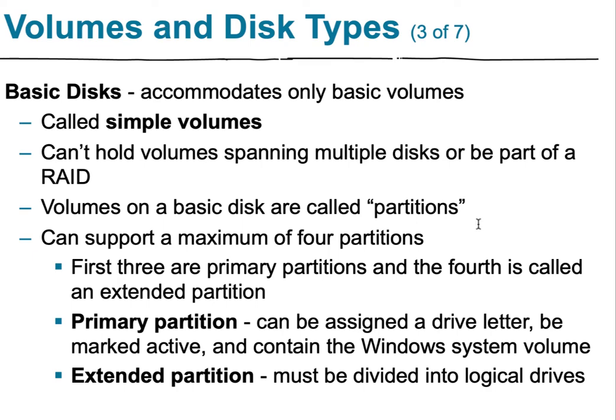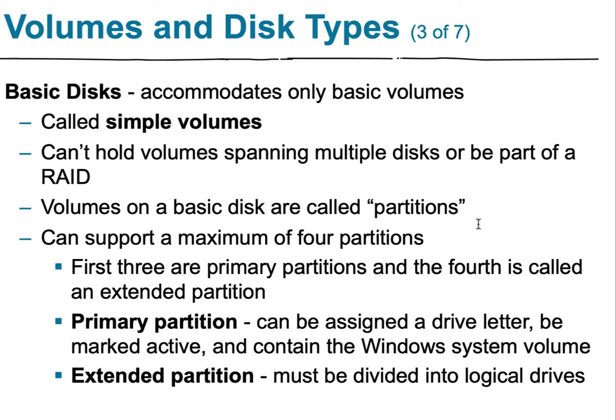If you need more than a simple volume, you must convert a basic disk to a dynamic disk. Volumes created on dynamic disks can span multiple disks and be configured for fault tolerance by using RAID. A dynamic disk can hold the Windows boot or system partition, but only if you convert the disk to dynamic after Windows is already installed on the volume. You can create up to 128 volumes on a dynamic disk.